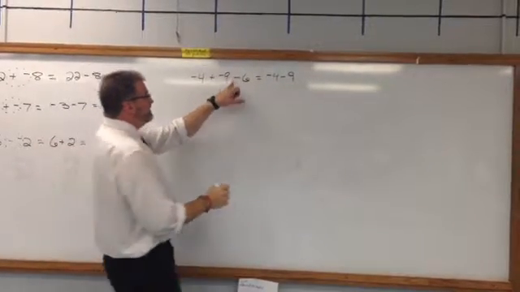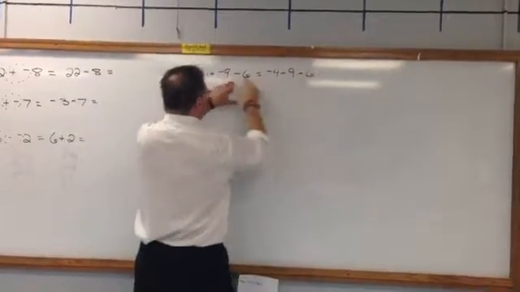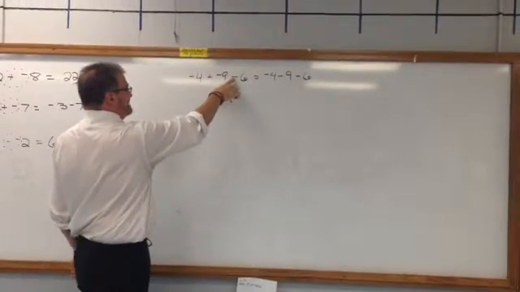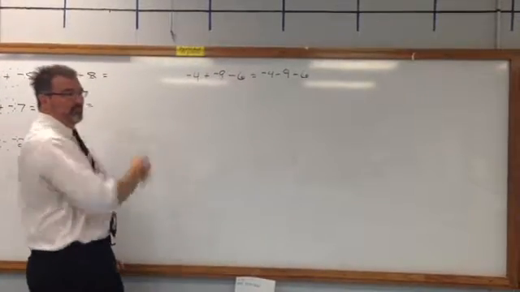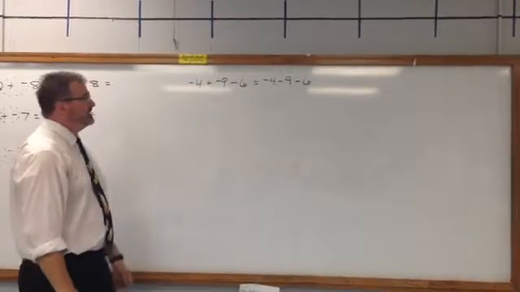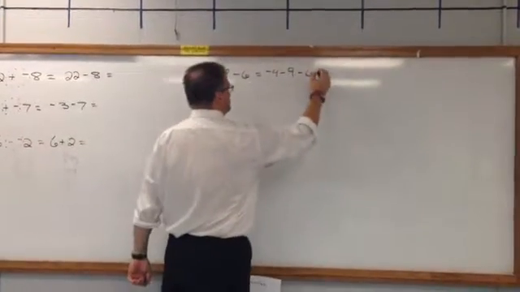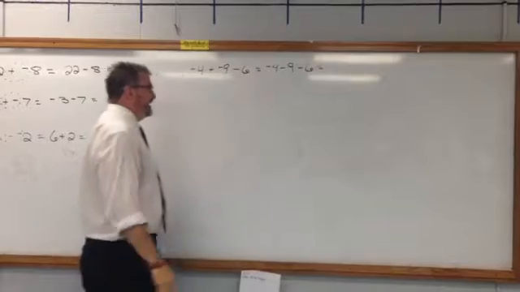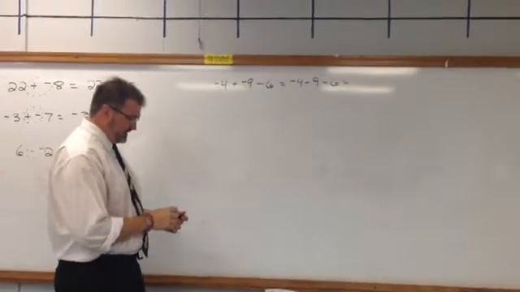And then minus another 6. This doesn't change because it's just subtraction. It wants me to keep moving left, and that's okay. So, and then, you would just do your calculation, -4 minus 9 minus 6.